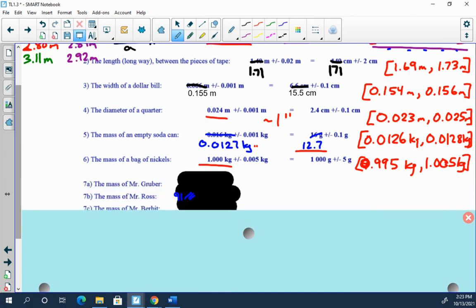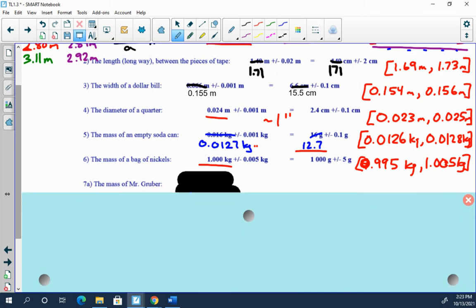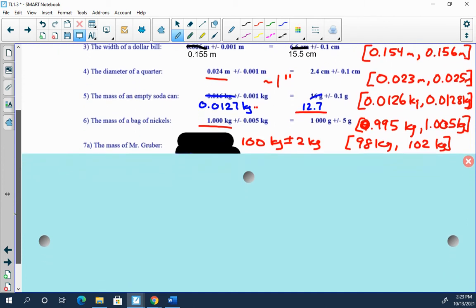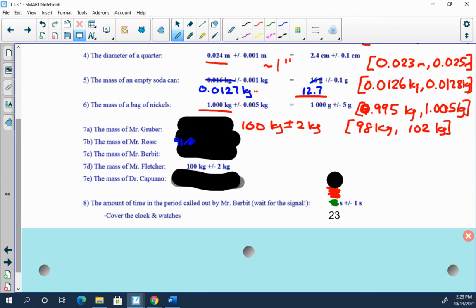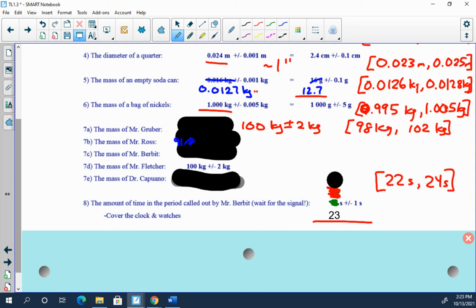Okay? The mass of Mr. Gruber, 100 kilograms plus or minus 2 kilograms. So the range you get there is from 98 kilograms to 102 kilograms. Anything within that gets 0% error. Anything outside of that, figure it out. Finally, the time we did at the end of class was 23 seconds plus or minus 1. So that's from anything from 22 to 24 seconds will get you full credit.